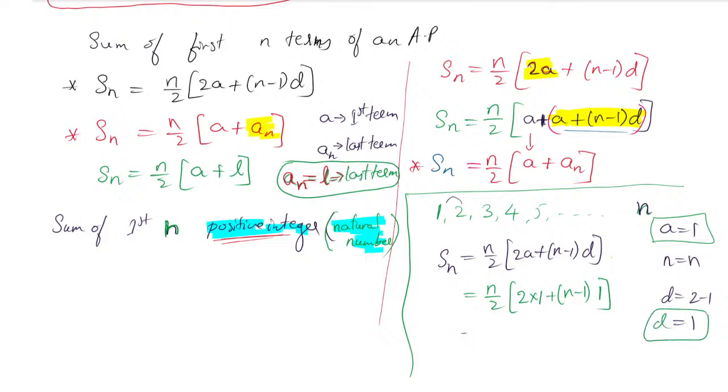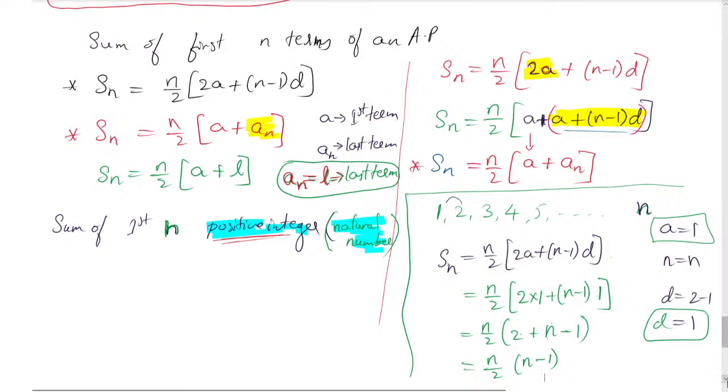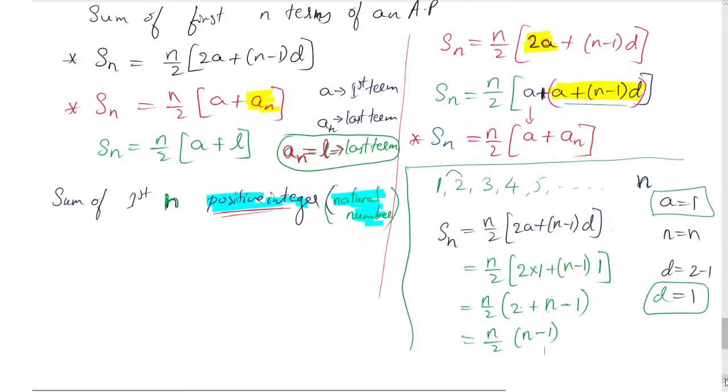Okay, substitute that n by 2 into 2 plus 1; anything into 1 will remain the same. 1 into n is n only, 1 into 1 is minus 1 only. So next continuation, n by 2, n will be there as it is and 2 minus 1 is minus 1. One more formula, we will make a note of it.